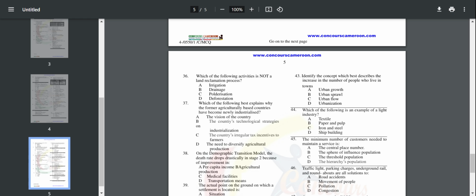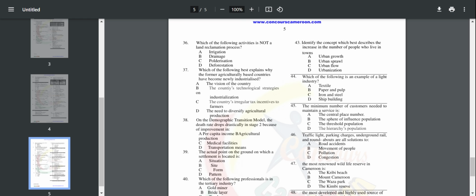Question 43. Identify the concept which best describes the increase in the number of people who live in towns. The answer is A, urban growth.